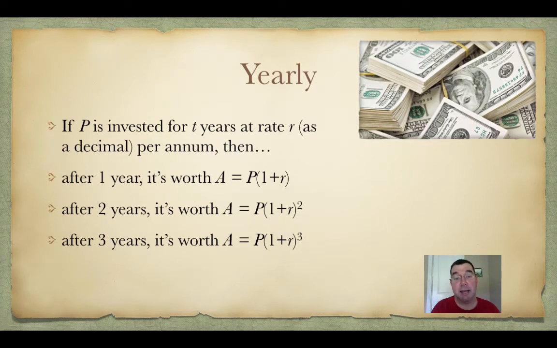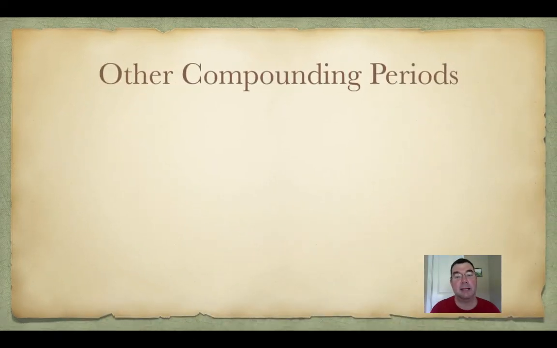So hopefully you see the pattern as well, now that we're even using variables, making it a little bit more difficult. So after T years, what you notice is the only thing that changed was the exponent of 1 plus R, and that simply reflected the number of years that it was invested. So in general, after T years, it's worth P times 1 plus R raised to the T. Okay, so that's the amount that it's worth.